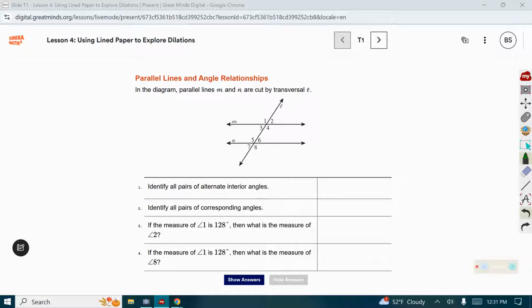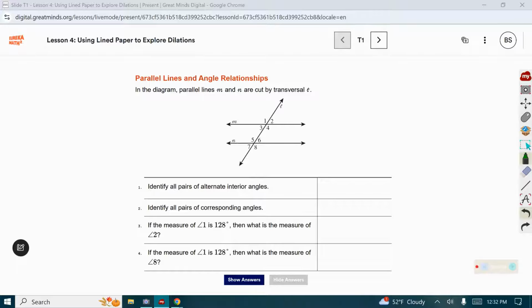If the measure of angle 1 is 128 degrees, what is the measure of angle 2? This creates a straight angle, which has a sum of 180. So you'll need to calculate that to figure out how much is left for angle 2.